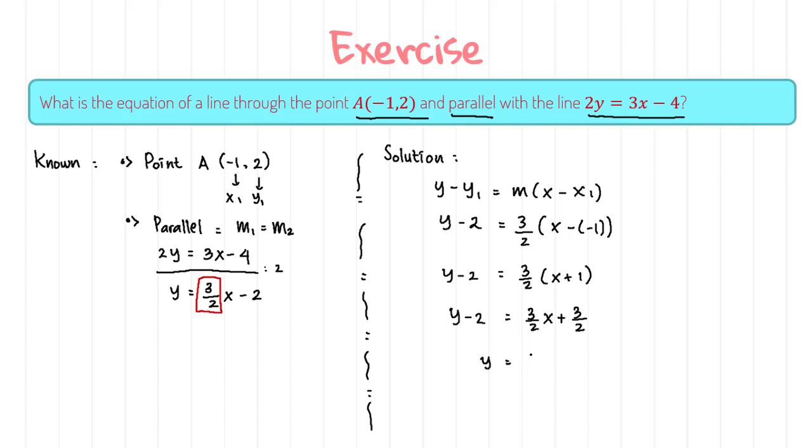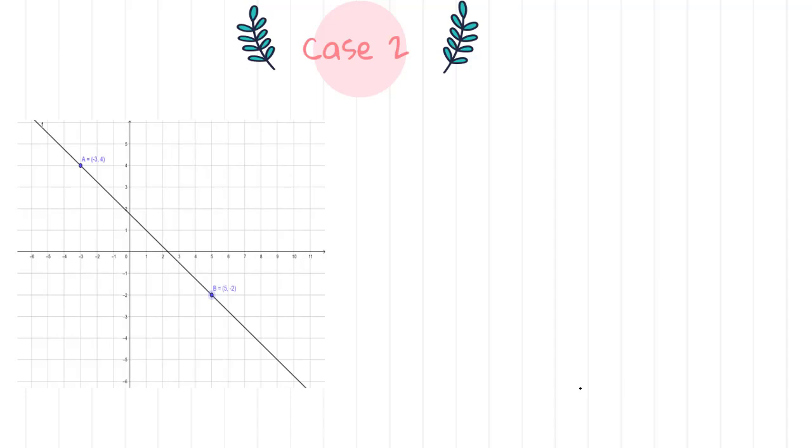Now, because this is the general form, y = 3/2 x + 7/2. So this is the answer to this question. And now let's move on to the second case.